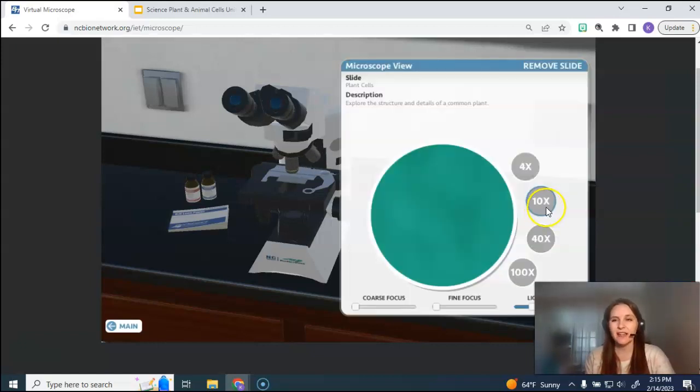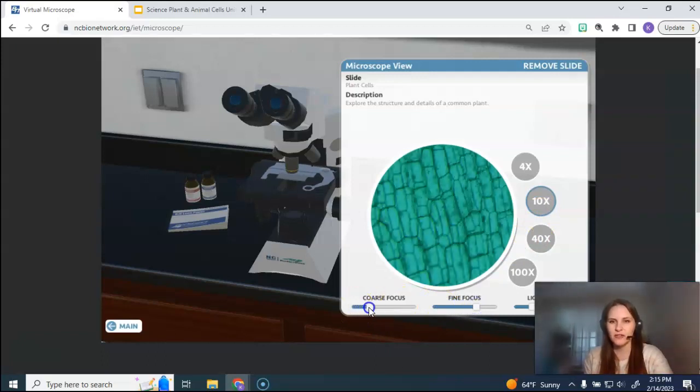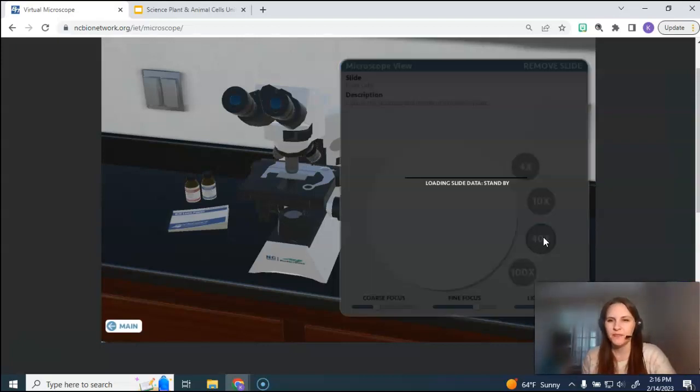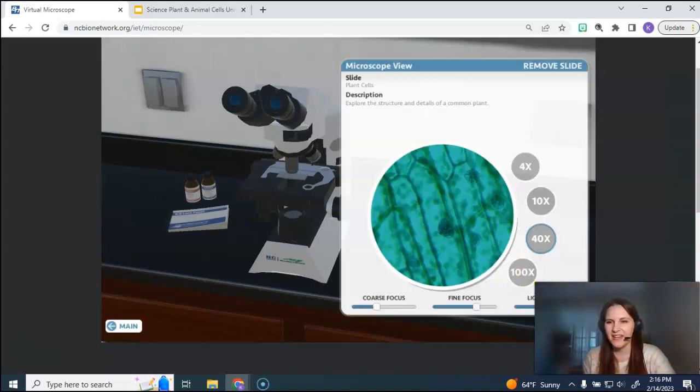I clicked on 10x, so that makes it zoom in even more. I'm going to do a little bit of focusing down here at the bottom. I fine focus. Ooh, look. Now we're starting to see, and the coarse focus. We can also add some more light to it to make it a little brighter. I think I want to zoom in one more time to 40x. Yeah, there we go.